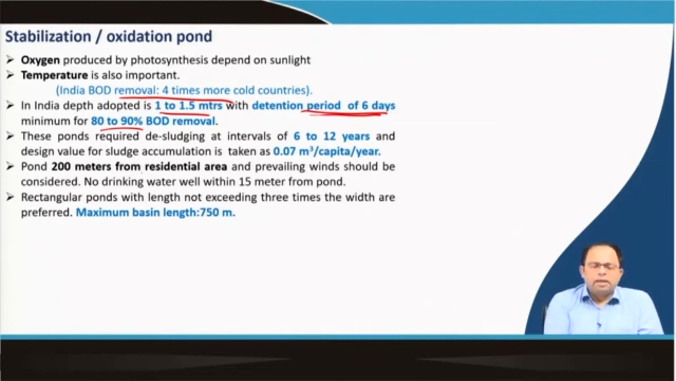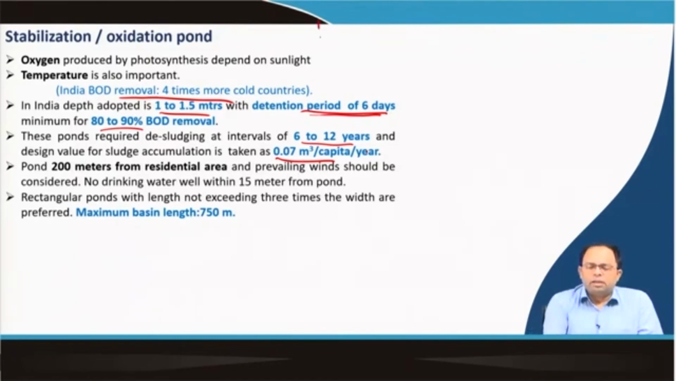And not only that, these ponds need to be desludged at intervals of 6 to 12 years. That means there is a lot of sludge that gradually settles and accumulates, and the rate of accumulation is around 0.07 meter cube per capita per day. So, you also need to multiply the number of people for whom this wastewater is generated by the number of years, that is, if the desludging frequency is 6 to 12 years, you have to multiply by 6 or 12, and with 0.07 meter cube, which is the amount of sludge that is formed, you will get the volume that is required to retain the sludge.